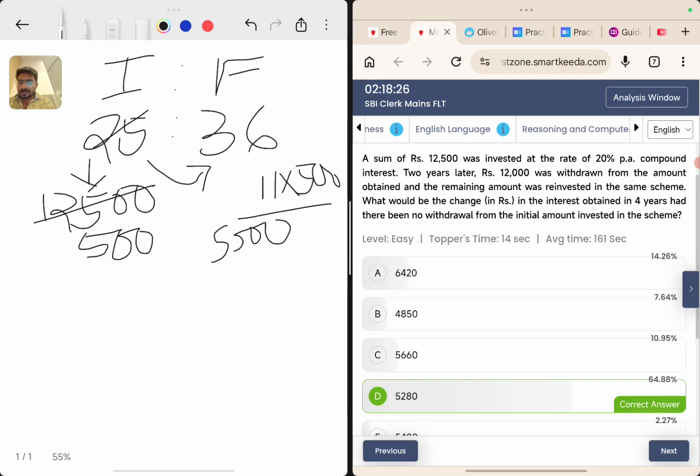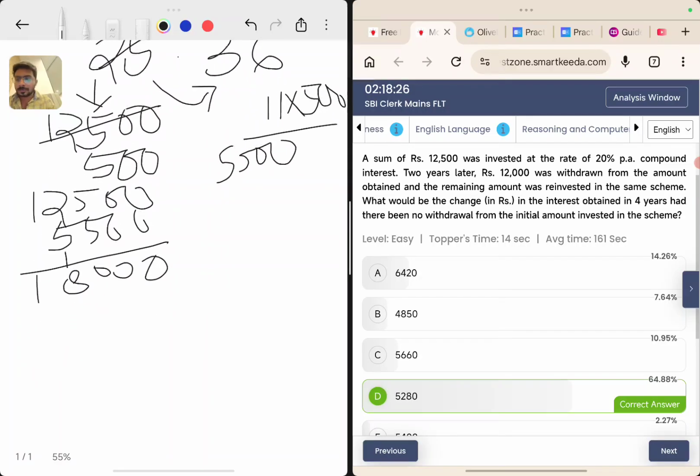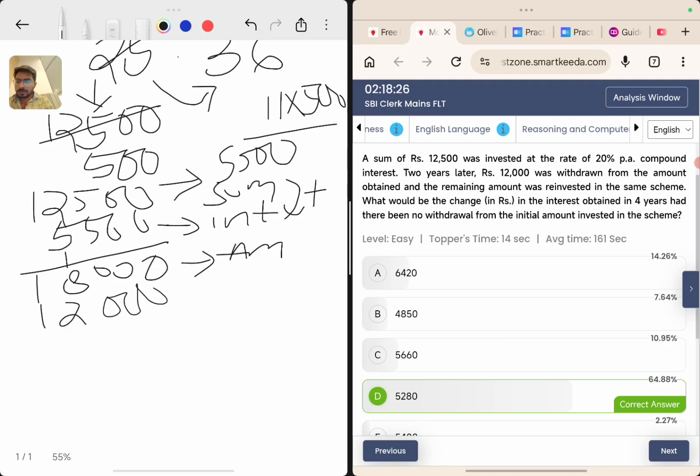The sum is 12,500 and I got 5,500 as interest, so the total amount obtained after 2 years is 18,000. What is asked? 2 years later 12,000 rupees was withdrawn from the obtained amount. So this is the sum, this is the interest, and this is the amount, which is both added. So he withdrew 12,000 rupees after 2 years. So the remaining amount is 6,000.